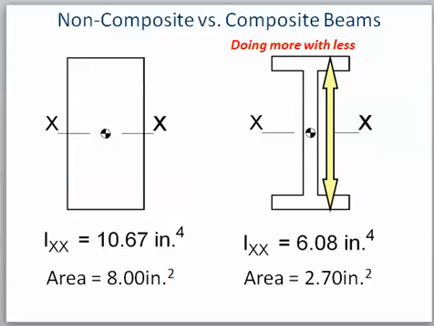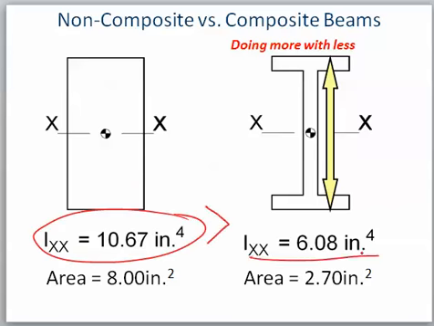Well, here's an example of where they've calculated some moments of inertia for you. And at first glance, you're going to look at this and say, yes, this makes sense. Why don't they just use a big solid piece of steel? You're going to get more moment of inertia. This right here is greater. 10.67 is much greater than 6.08. But let's come down to the area, because the area really comes down to how much steel's in it, which then relates to the price.